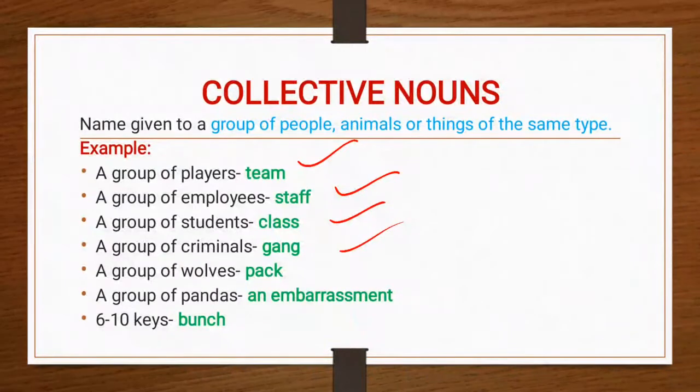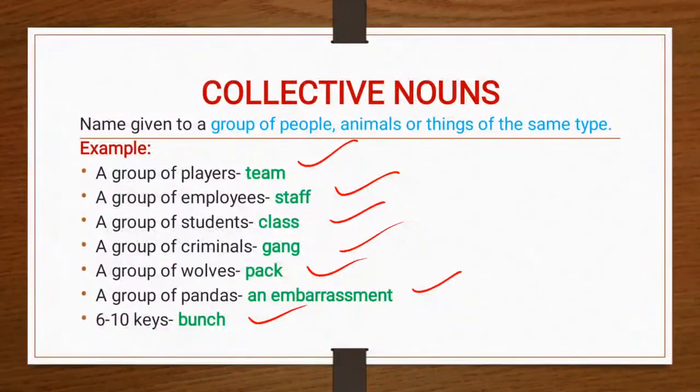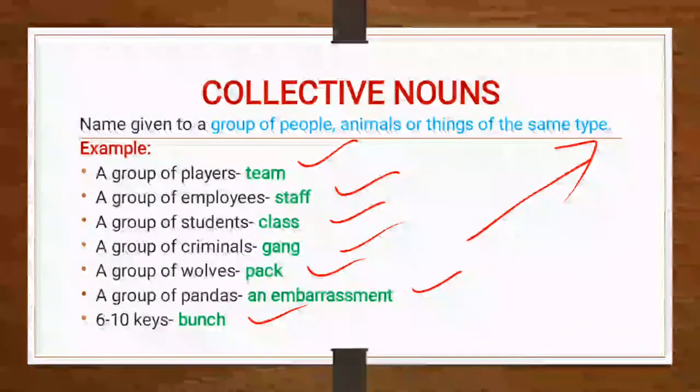There are also collective nouns for animals. For example, a group of wolves is called a pack. And a hilarious but totally real name for a group of pandas is an embarrassment. There are also collective nouns for things. Six to ten keys together are known as a bunch. And when you need to talk about stairs from one floor to another floor, it's called a flight of stairs. Collective nouns can be difficult because there are so many of them and it's really difficult to remember all of them. So what can you do?